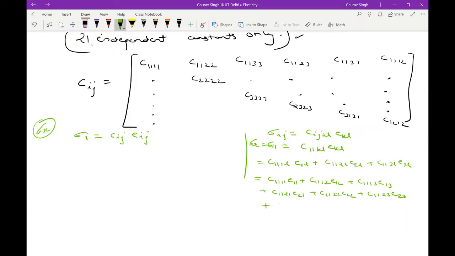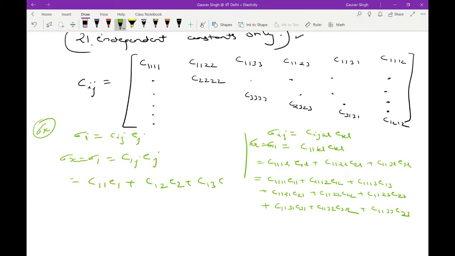Okay, and then the last term would be C1131E31 plus C1132E32 plus C1133E33. Now expand on this side. Sigma x over here would be sigma 1. So that would mean, this is Cij Ej only, the void notation, that would be C11E1 plus C12E2 plus C13E3.